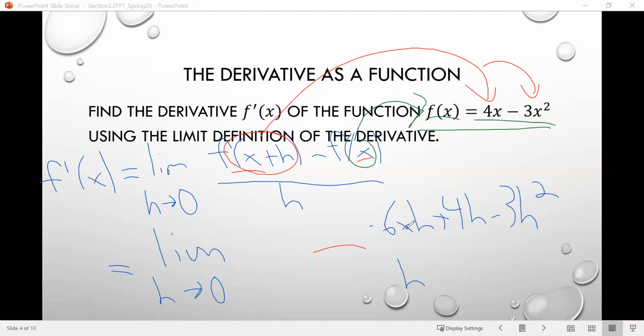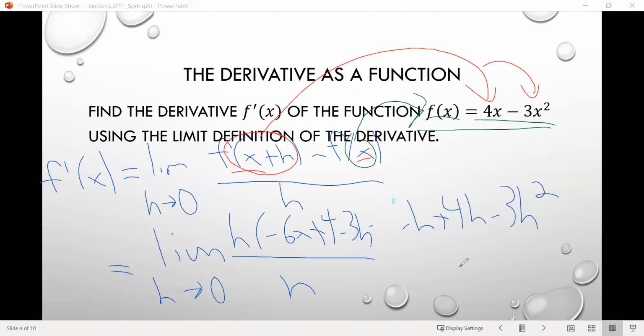And then notice on the top there, we have the negative 6xh plus 4h minus 3h squared. Each of those terms contain an h, right? So we can factor an h out of there. I'm going to write this back over by the limit. So we'd have h times negative 6x plus 4 minus 3h, all over h. Erase this other stuff. Okay, oops, did not mean to do that.